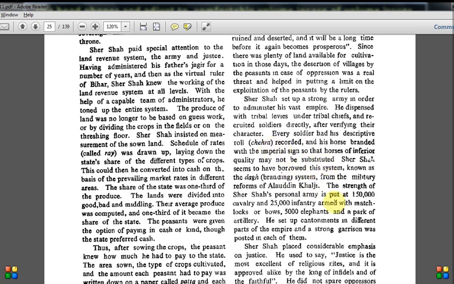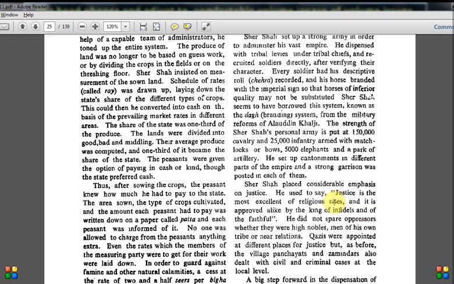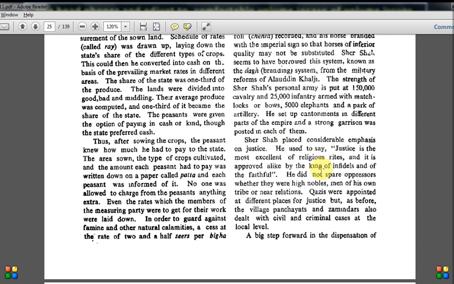The strength of Sher Shah's personal army was about 1,50,000, not important, but he had a huge army with elephants and all. So he set up cantonments in different parts of the empire, and a strong garrison was posted in each of them.